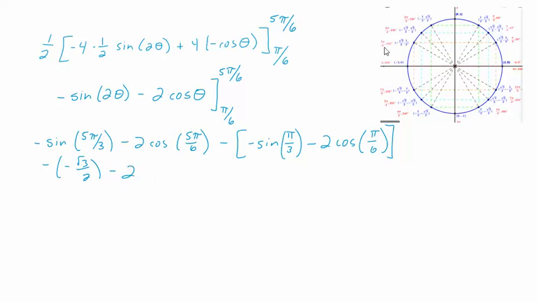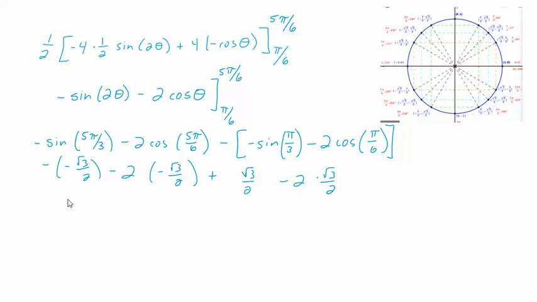All right, 2 times the cosine of 5 pi over 6 is over here. 5 pi over 6 is 150 degrees, so the cosine's negative root 3 over 2 as well. That's going to be a plus. Sine of pi over 3. So pi over 3 is 60 degrees here. That sine is root 3 over 2. Minus 2 times cosine pi over 6. Pi over 6 is 30 degrees, so that's root 3 over 2.